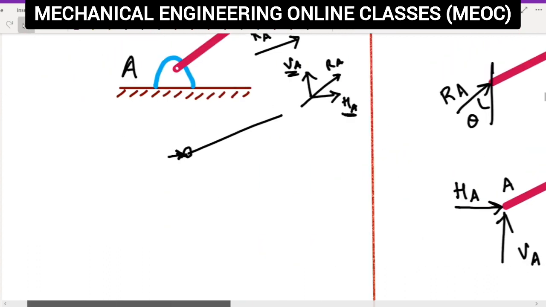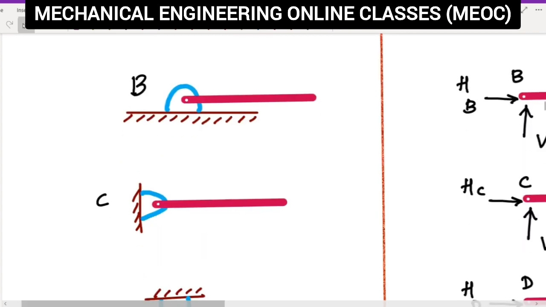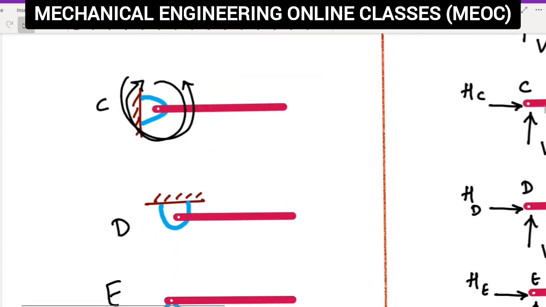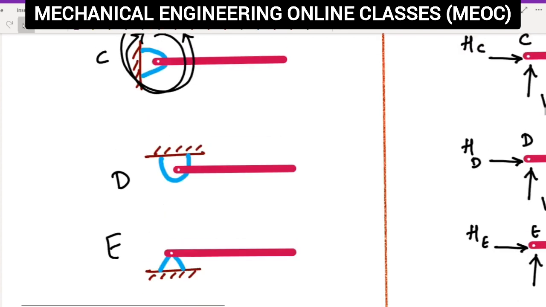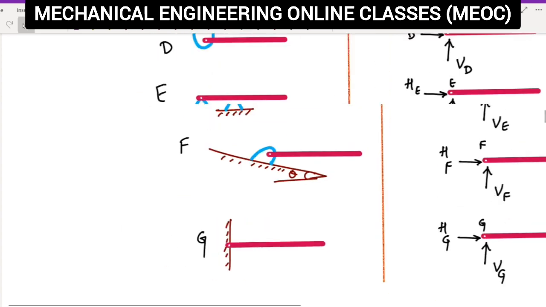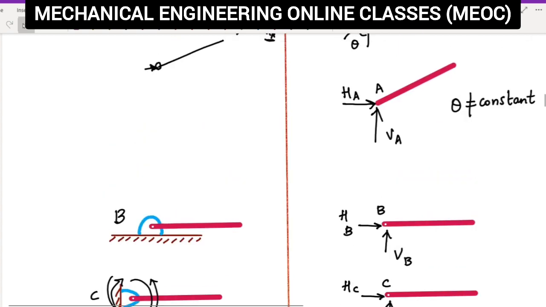And we can now look at a different case. See here B, this object is kept in a horizontal position. Here also this pink object is free to rotate in the other sense also. So in all these cases, no matter how it is, these are the representations of the pin joint or hinge joint, and in all these cases we will write the reactions only in terms of HA and VA.